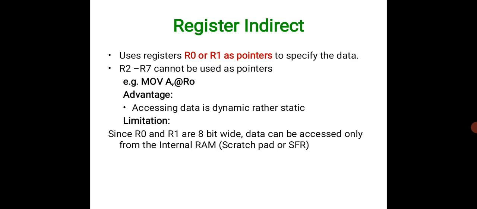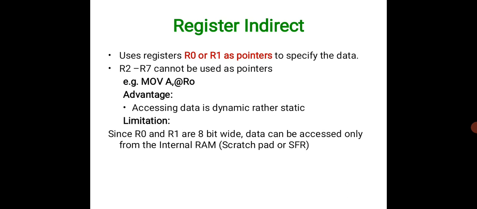Coming to the next addressing mode, which is the register indirect addressing mode. Here we can use the registers R0 and R1 as pointers to specify the data. The important thing to be noted here is that R2 to R7 cannot be used as pointers. For example, MOV A, @R0 means that whatever content I have in the location pointed to by R0 will be moved to the accumulator. Say R0 has a value 40, then whatever content is in location 40 will be moved to the accumulator.